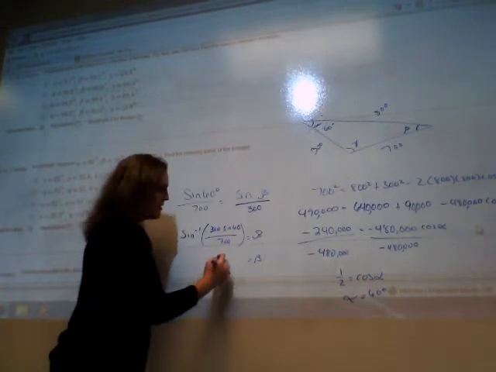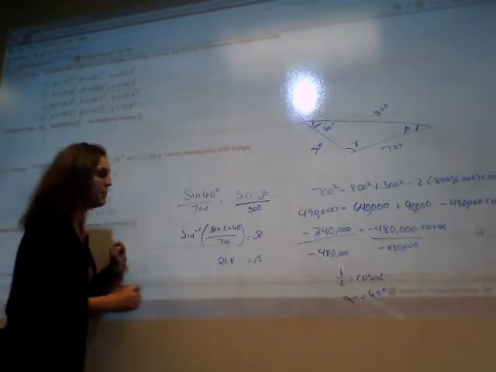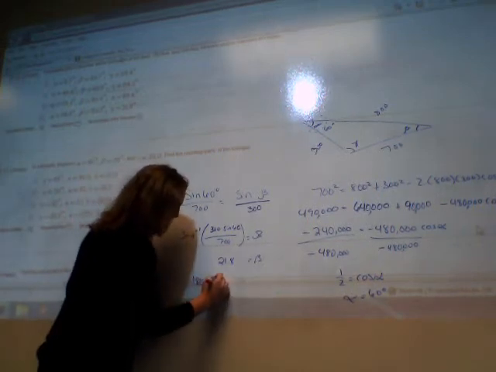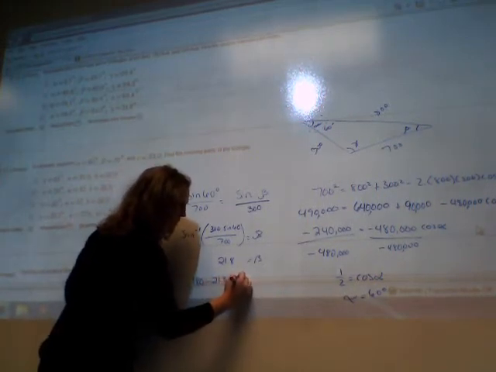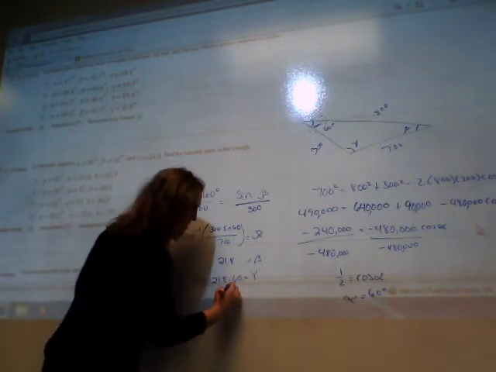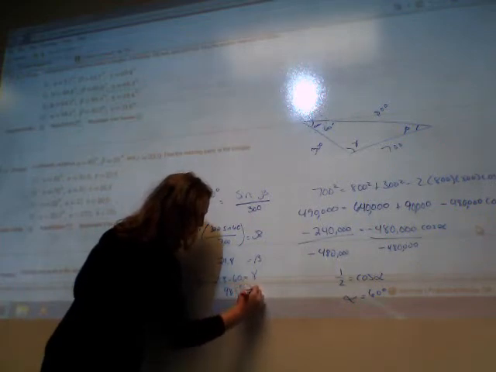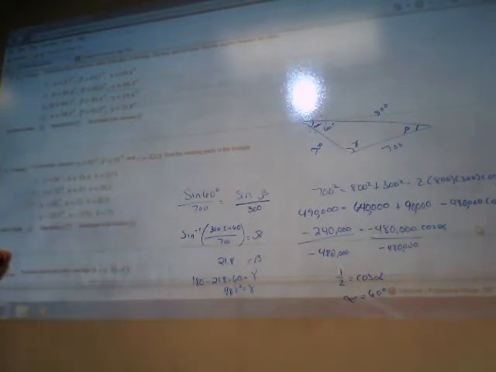21.8. Okay. And then in order to find gamma, we're just going to say 180 minus 21.8 minus 60 is equal to gamma, which is what? 98.2. All right. It was indeed slightly obtuse. Okay. So this one.